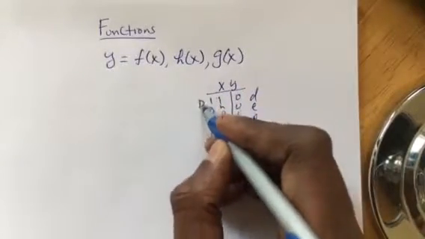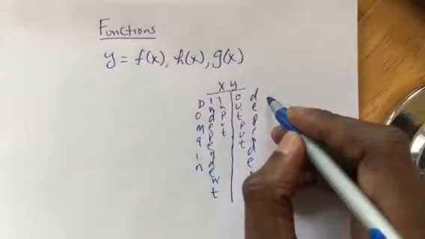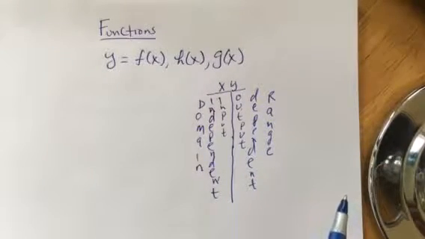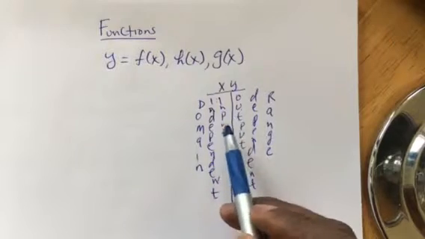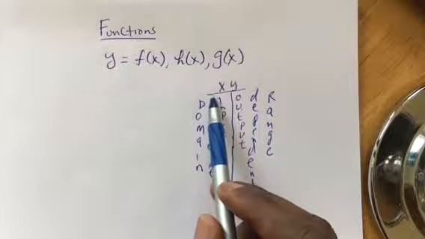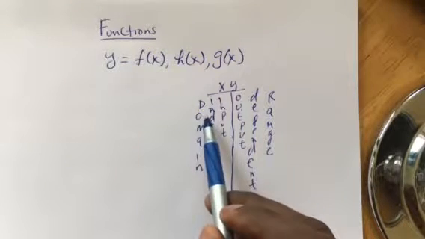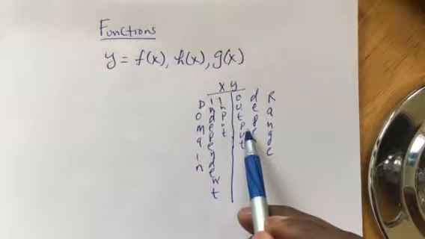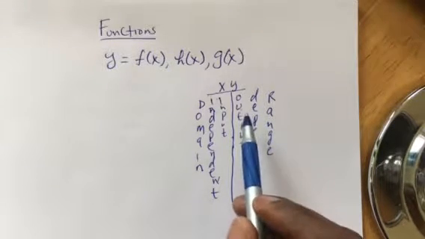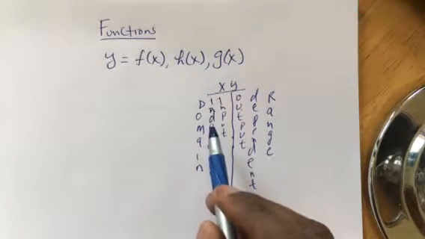And then another name for the x values are what's called domain. And the y values are called range. Okay? Now, for it to be a function, each x value must give you a unique value of y. So you cannot have the same x value giving you different y values.